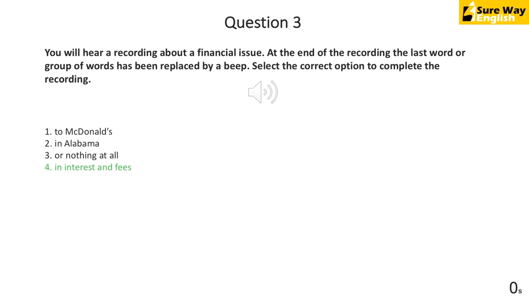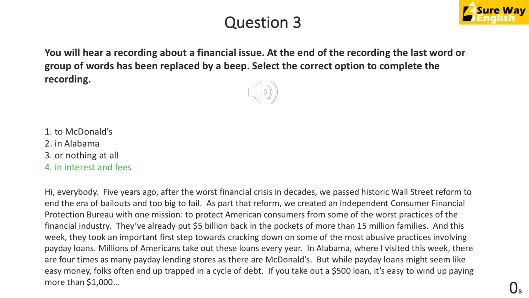Which of these words can you say are related to a loan? So option number four, because it has got interest and fees. So if you take out a $500 loan, you can end up paying $1,000 in interest and fees. So that's why we go with option number four. And this is what the transcript was.